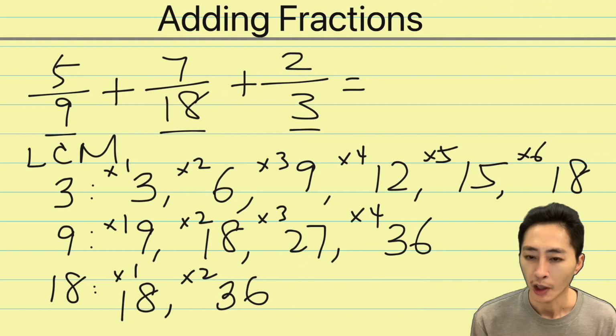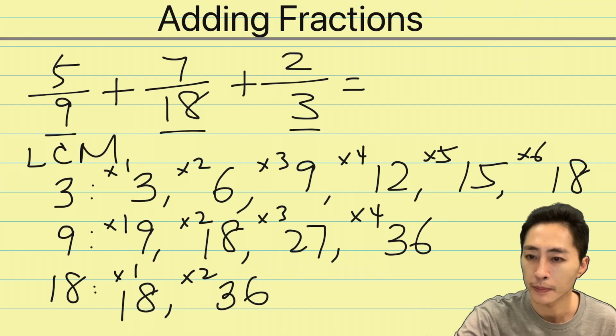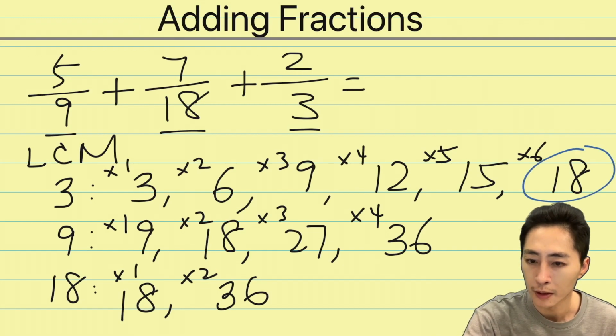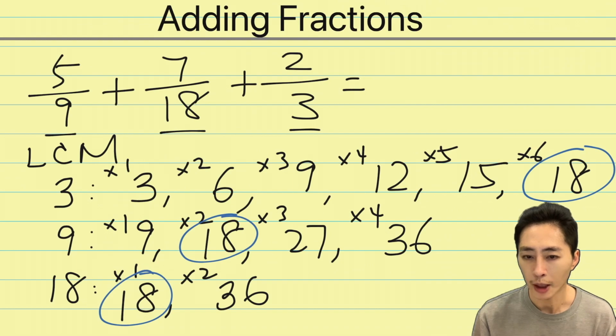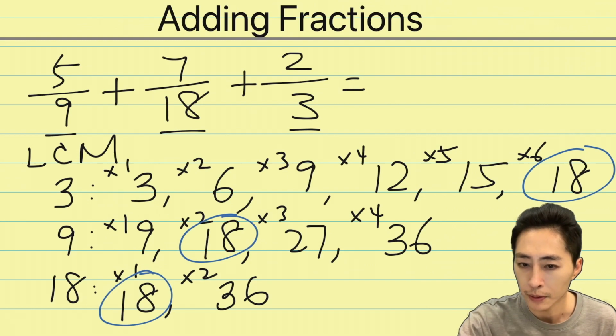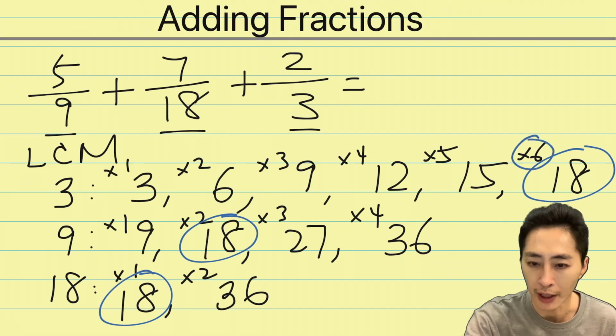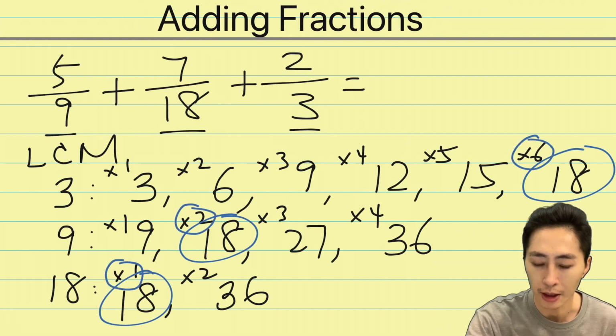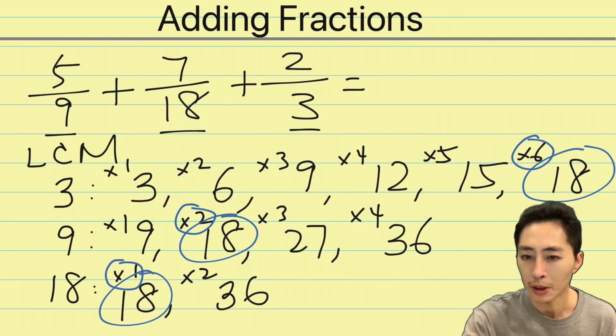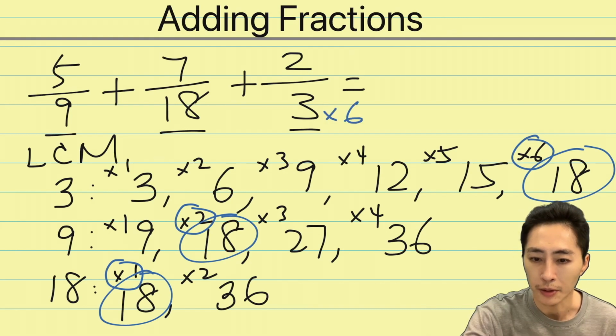Okay, are you able to spot the least common multiple for all three numbers? Hopefully you've chosen 18, because 18 is the lowest number that all three numbers can multiply to. So what we have now is 3 needs to be multiplied by 6, 9 needs to be multiplied by 2, and 18 needs to be multiplied by 1. So we can simply write in our fraction: for 3 we multiply by 6, 9 times by 2, and 18 times by 1.